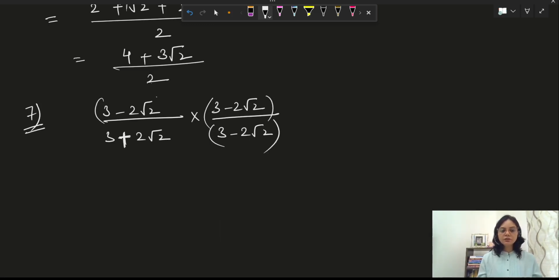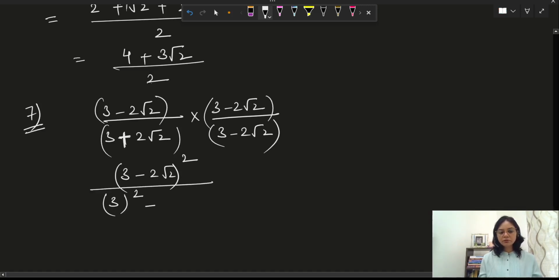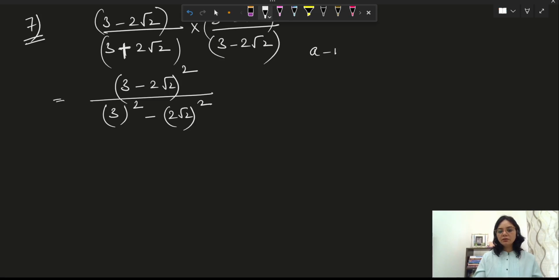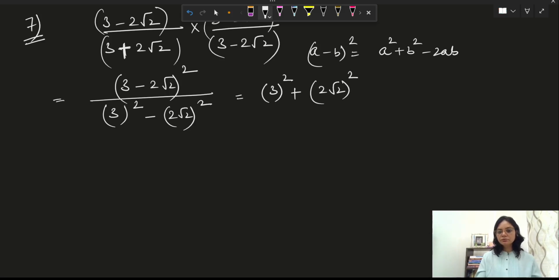Now, what do you see in the numerator? It's the same thing. So it changes to 3 minus 2 root 2 whole square. Here it is what? 3 square minus 2 root 2 whole square. Clear, students? Now, what is the identity? A minus b whole square. The identity, if you remember, is a square plus b square minus 2ab. So I'll use that over here. A is 3, so 3 square plus b is 2 root 2, so 2 root 2 whole square, minus 2 into a into b. Clear?